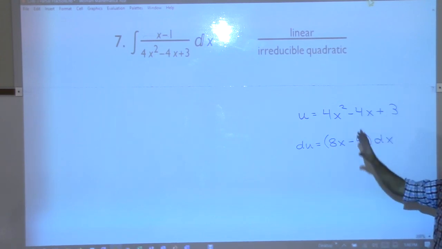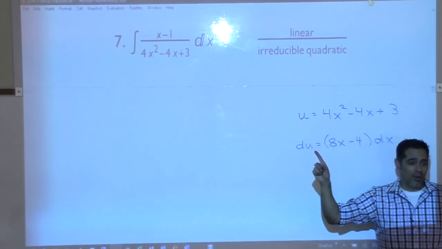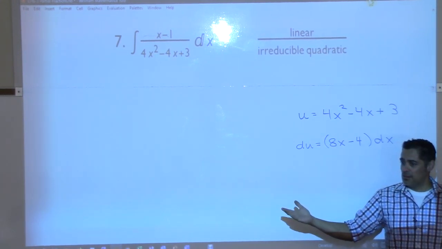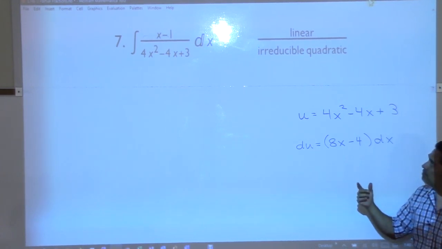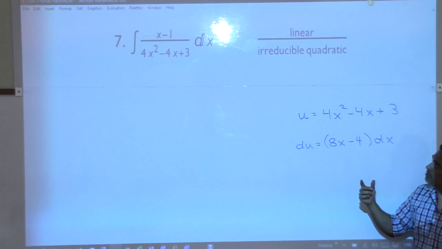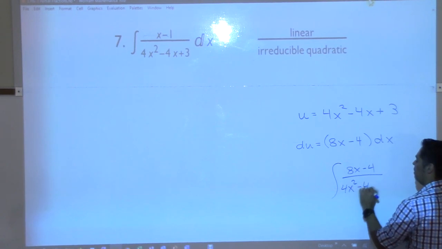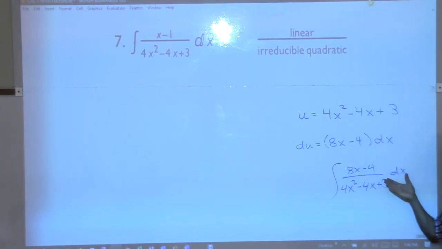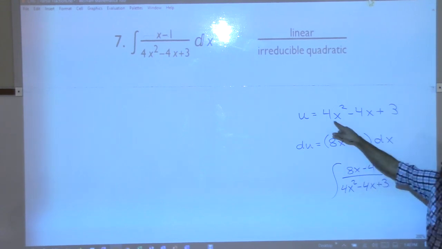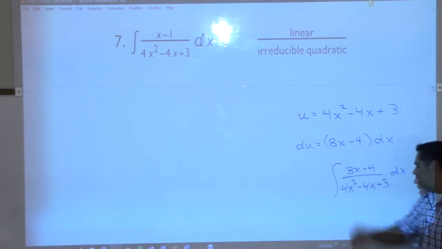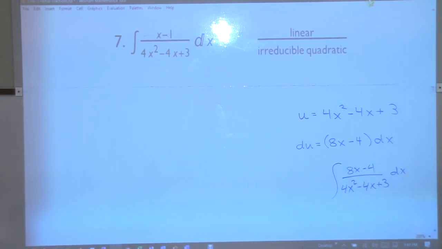If the numerator right now was 8x minus 4, then we're there. Do y'all agree? Because if the top was 8x minus 4 and the bottom was this, then this is really just going to turn into 1 over u du, isn't it? And what's the antiderivative of 1 over u du? Natural log. So the answer would be just natural log of that, plus c. If this was what it is, okay? So it's not though, all right?